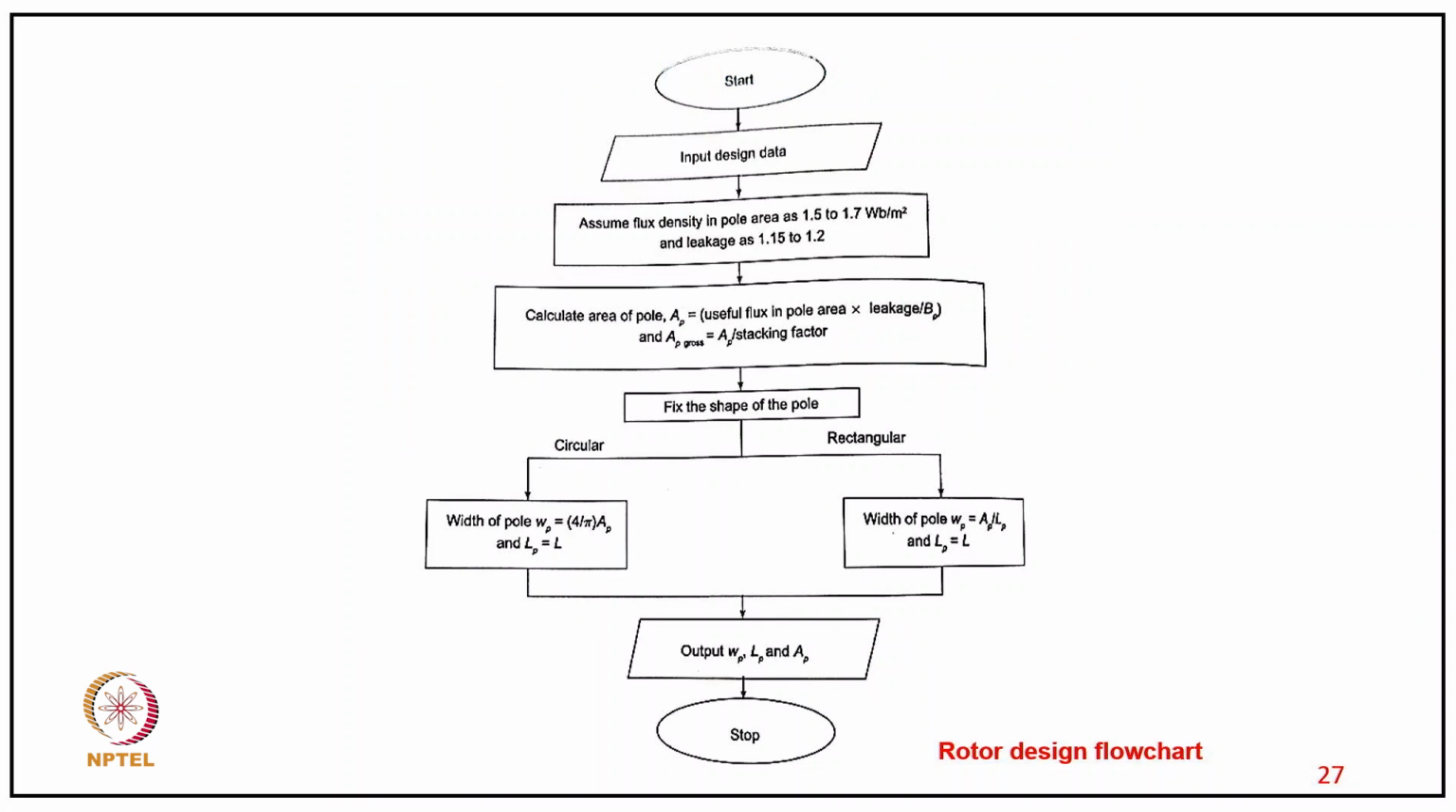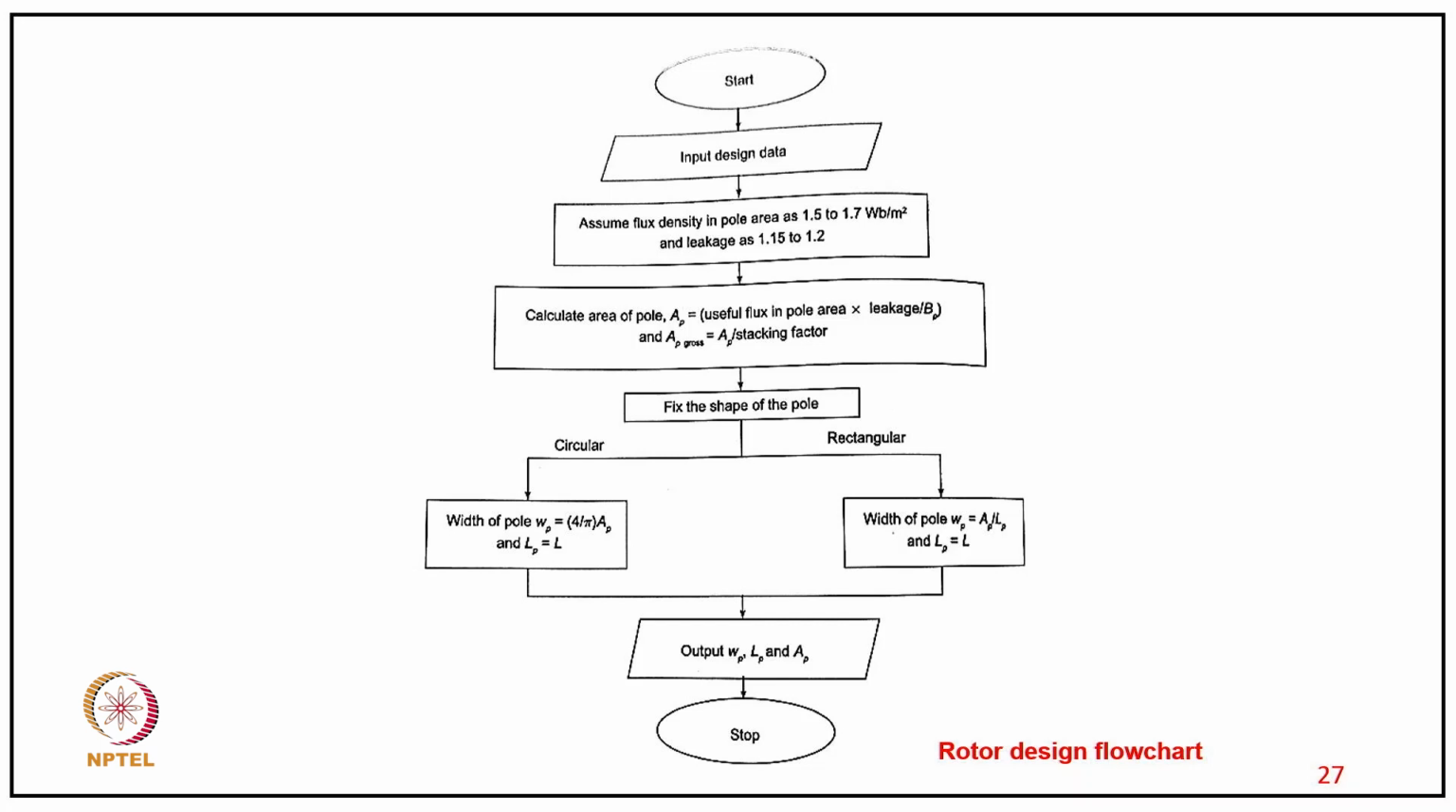So, input design data: assume flux density in pole area as 1.5 to 1.7 Tesla, and leakage coefficient 1.15 to 1.22. Calculate the area of pole AP equal to flux per pole into leakage divided by BP, and APB equal to AP upon stacking factor.